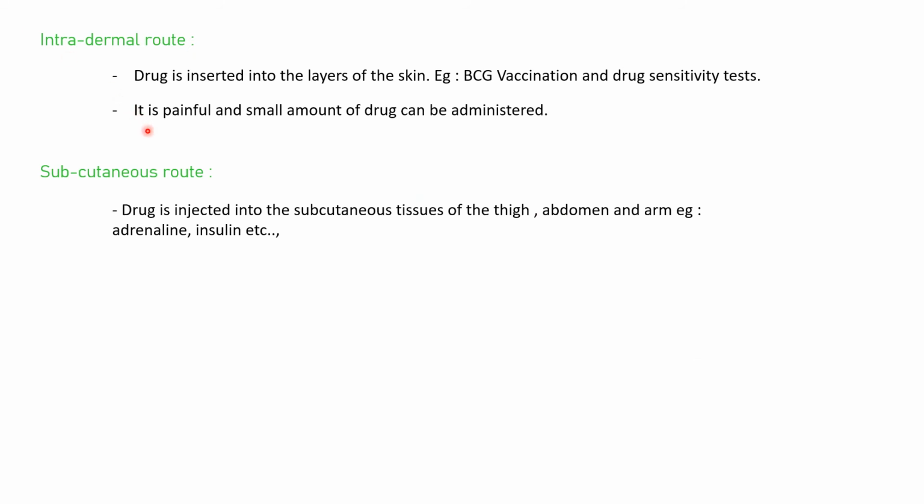Okay, in the intradermal route, small amounts are given into the layers of the skin, which is the dermis layer of the skin. It is painful. It is given in drug sensitivity tests, like the penicillin sensitivity test, and BCG vaccination is given by the intradermal route. In the subcutaneous route, the drug is injected into the subcutaneous tissues of the thigh, abdomen, and arm. Examples: adrenaline and insulin. During insulin hormone administration, it is given in the subcutaneous area of the abdomen.